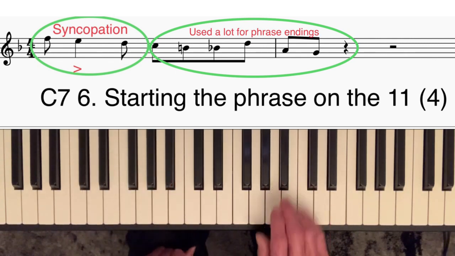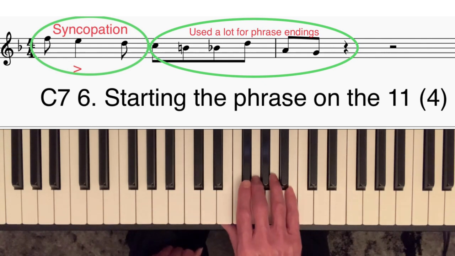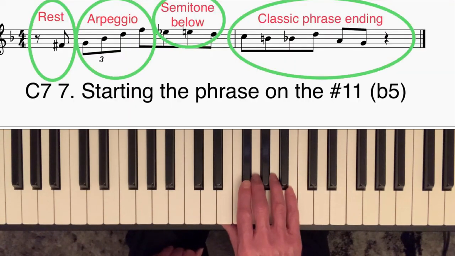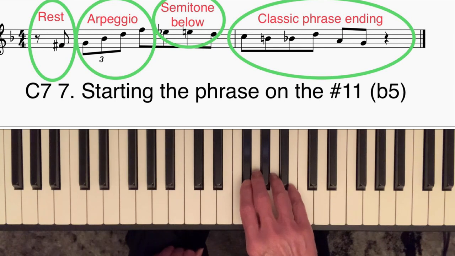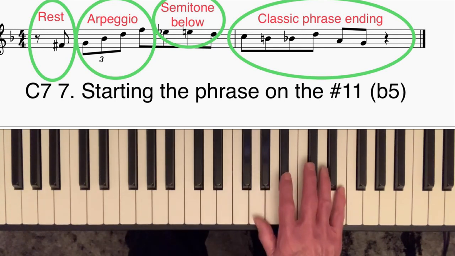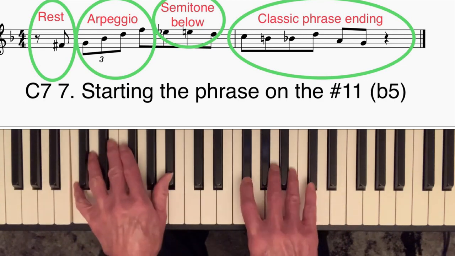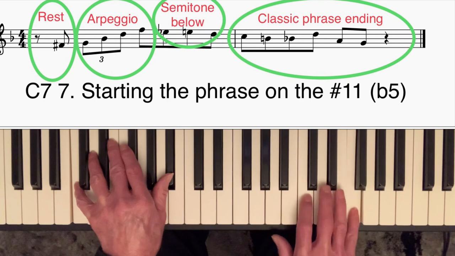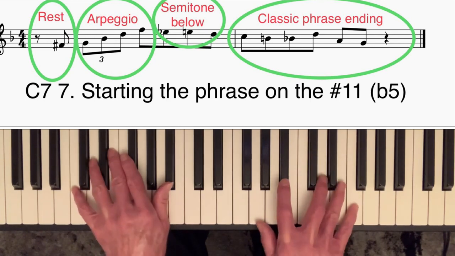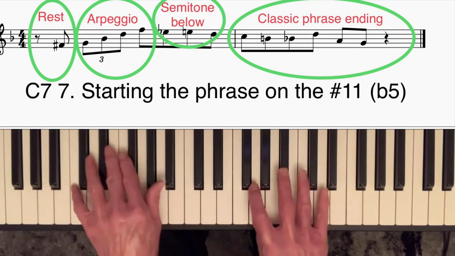Okay, the next one I started on the sharpened 11th, or you can call it the flattened 5th. And this time I used another solution, which is to start with a quaver rest, so that if I then go up a semitone onto G, I'm back on track straight away with the chord notes on the downbeat. And then I've done an arpeggio. Now, I played that as a triplet.